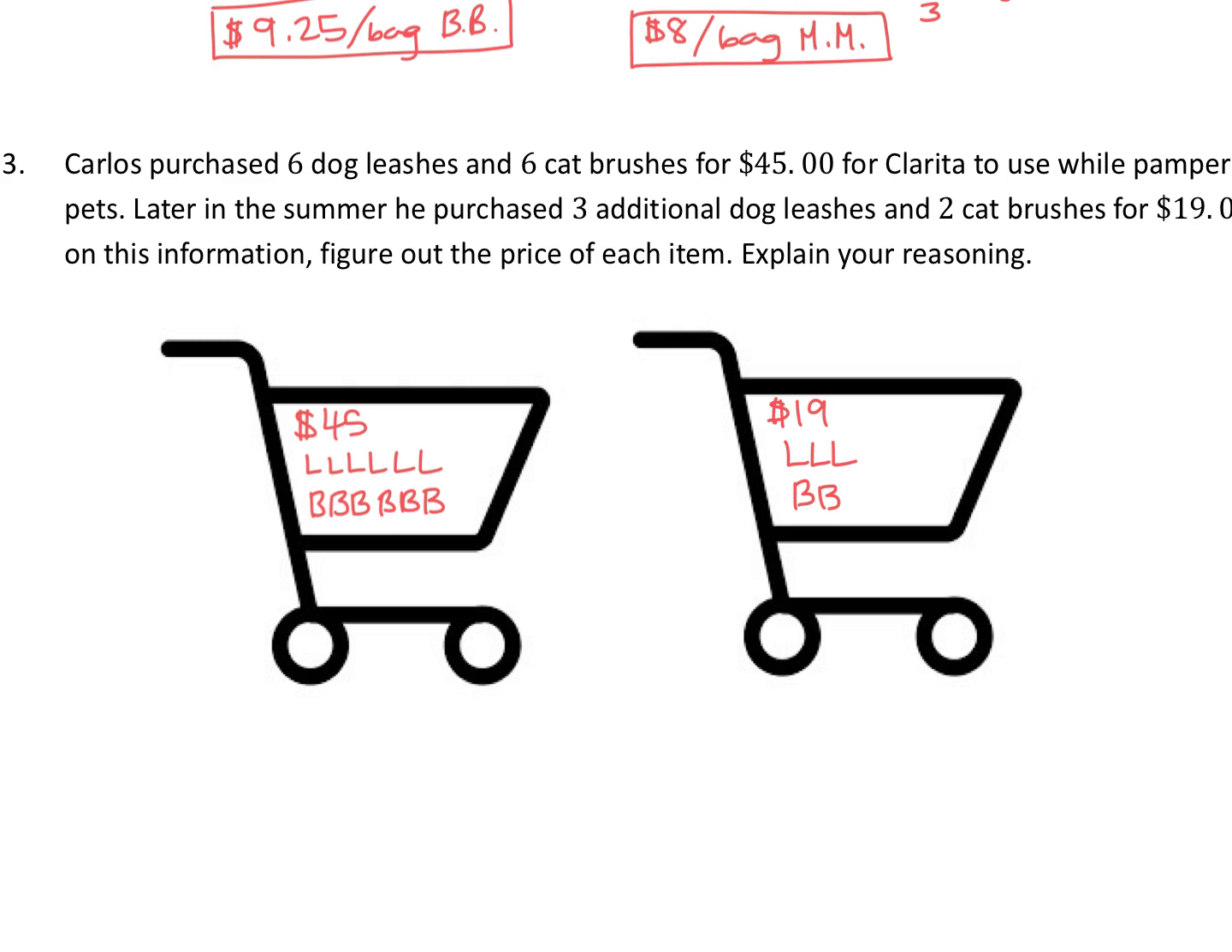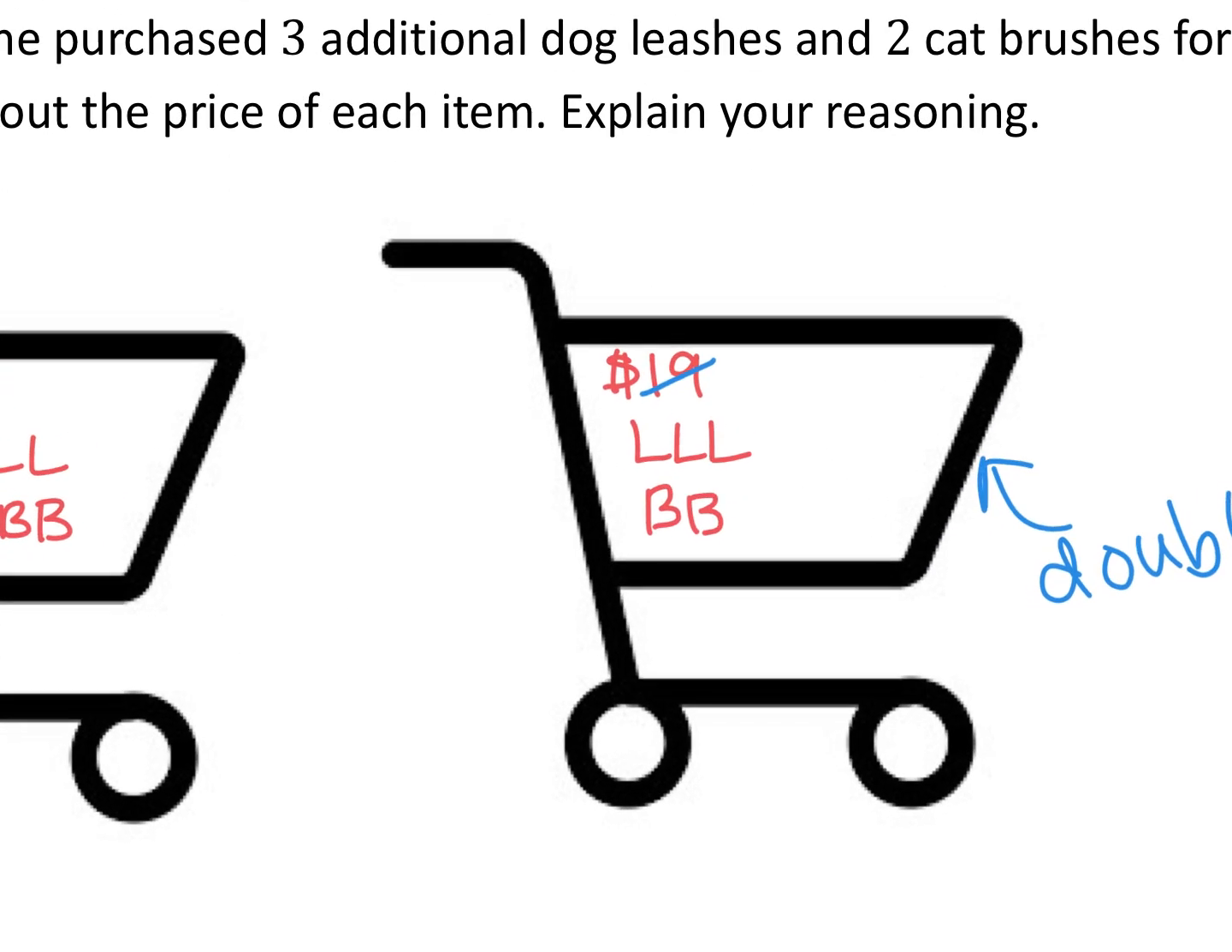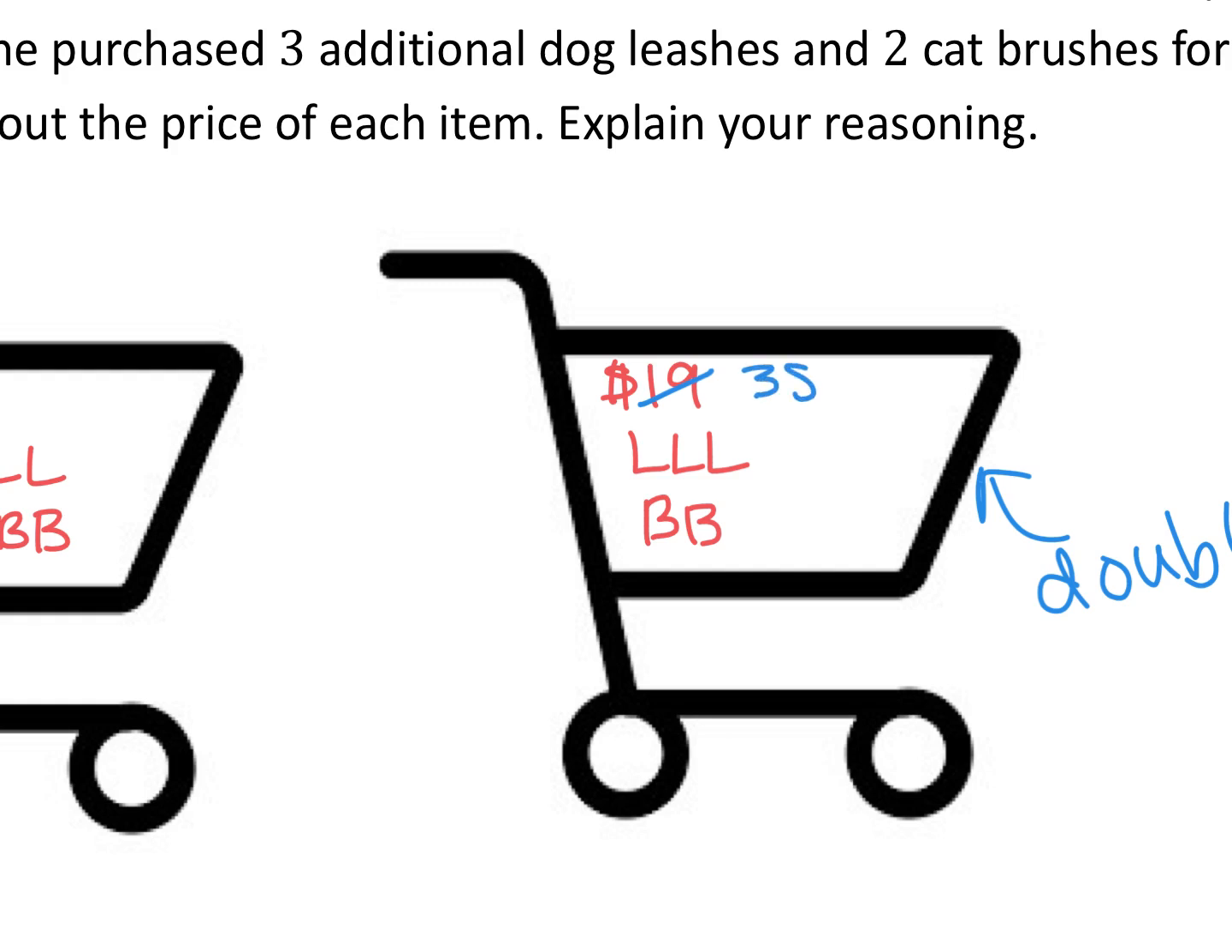So we're going to go ahead and double this cart. So everything in it, we're just going to times by 2. So instead of it being $19, it's going to be $38. Instead of 3 leashes, there's going to be 6. Instead of 2 brushes, there's going to be 4.